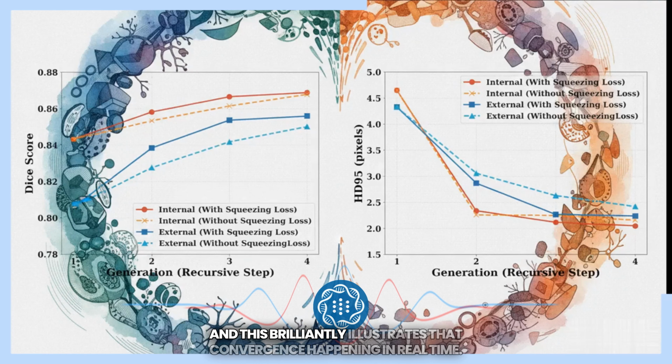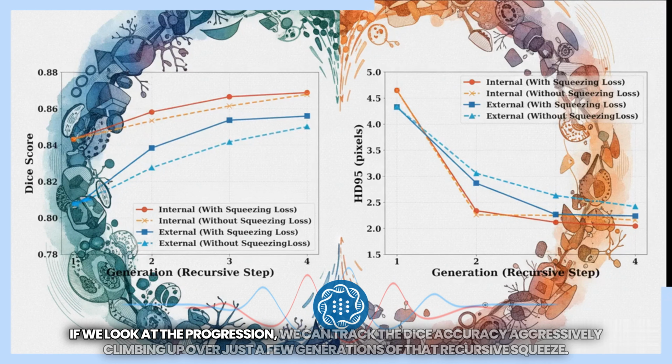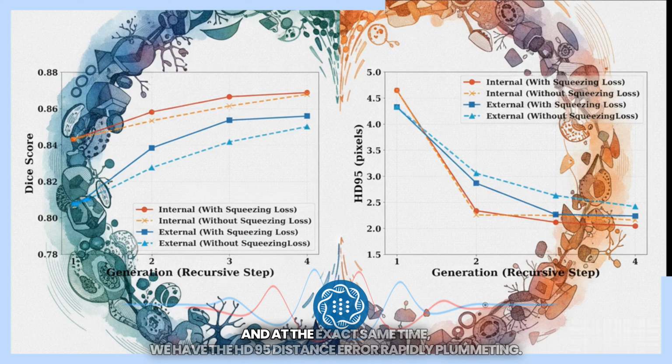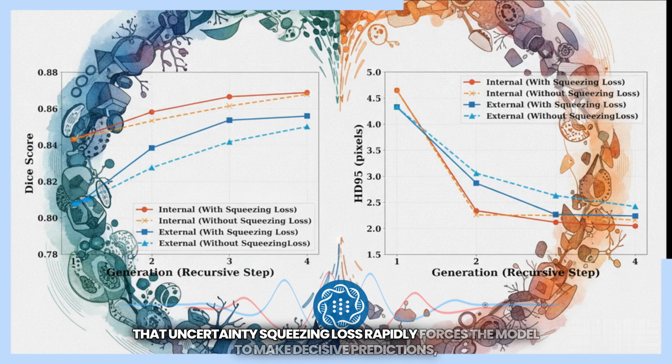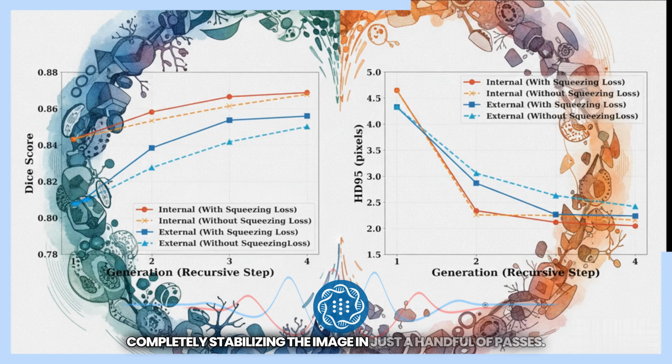And this brilliantly illustrates that convergence happening in real time. If we look at the progression, we can track the DICE accuracy aggressively climbing up over just a few generations of that recursive squeeze. And at the exact same time, we have the HD95 distance error rapidly plummeting. Literally by generation 3, both metrics have effectively plateaued. That uncertainty squeezing loss rapidly forces the model to make decisive predictions, completely stabilizing the image in just a handful of passes.